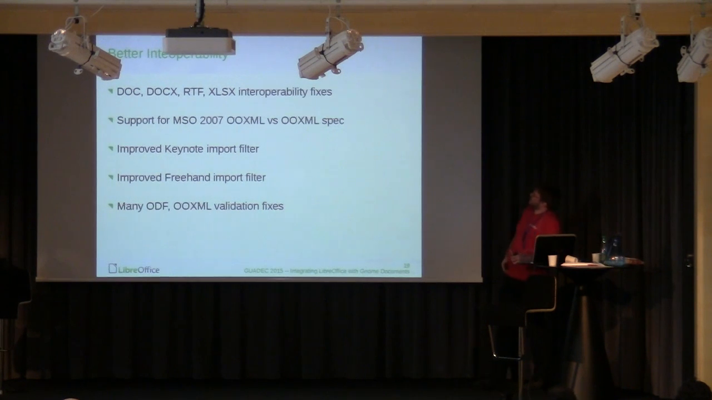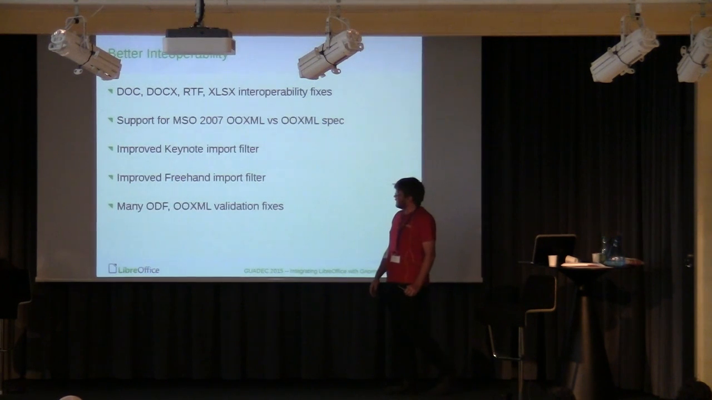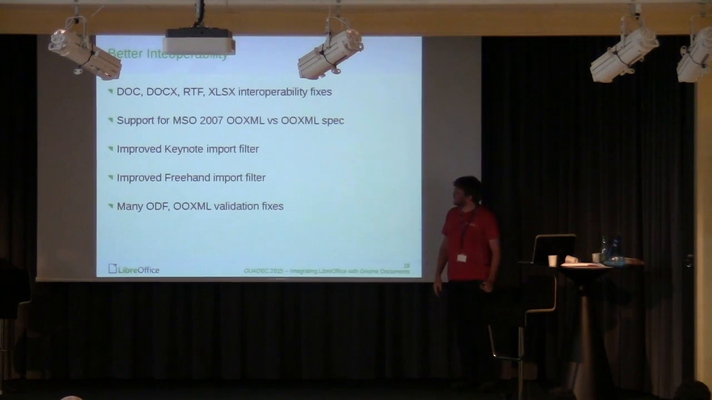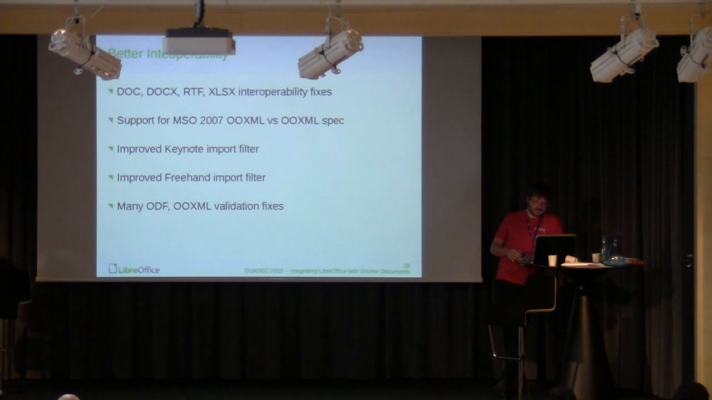Better interoperability, it's always a big issue. There were quite some docx, RTF, XLSX interoperability fixes. We finally support the difference between what Microsoft Office 2007 writes and what the OXML spec expects. So it was mostly a chart issue, but it's finally handled, so all your input files should import correctly. And we finally export according to the specification and no longer what Microsoft 2007 expects.